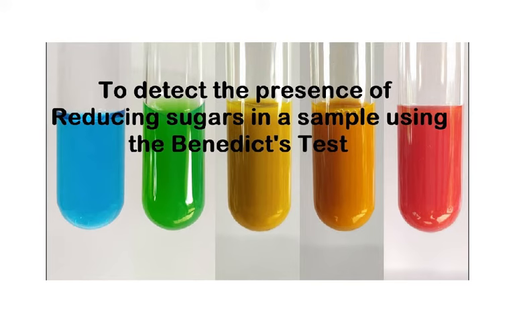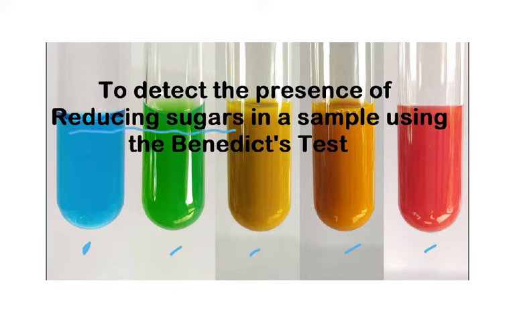Now, as you can see here, to detect the presence of reducing sugars in a sample using the Benedict's test, you can look at this one. This is sort of blue. There's no reducing sugar in it. But as the reducing sugar increases, the color becomes green and then yellow and then orange and then red. Now, this indicates the quantity of reducing sugar.